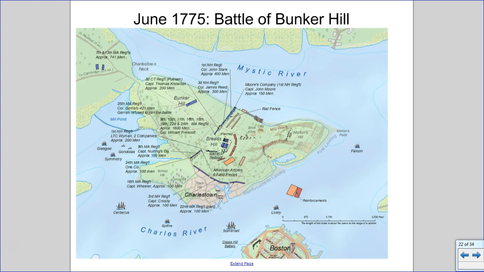Right, this is a map of Boston. Actually, it's not. Boston is down here. This is a map of, I don't know, it's a peninsula near Boston. Let's not sweat it. This is Bunker Hill. So we're talking about the Battle of Bunker Hill. The Battle of Bunker Hill took place on Breed's Hill.